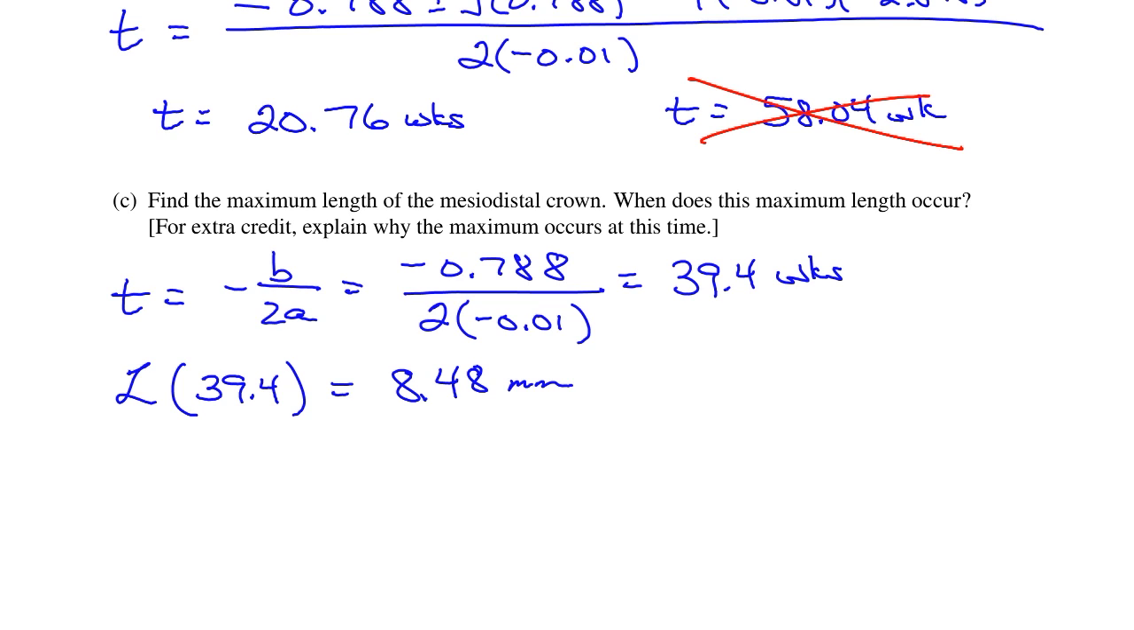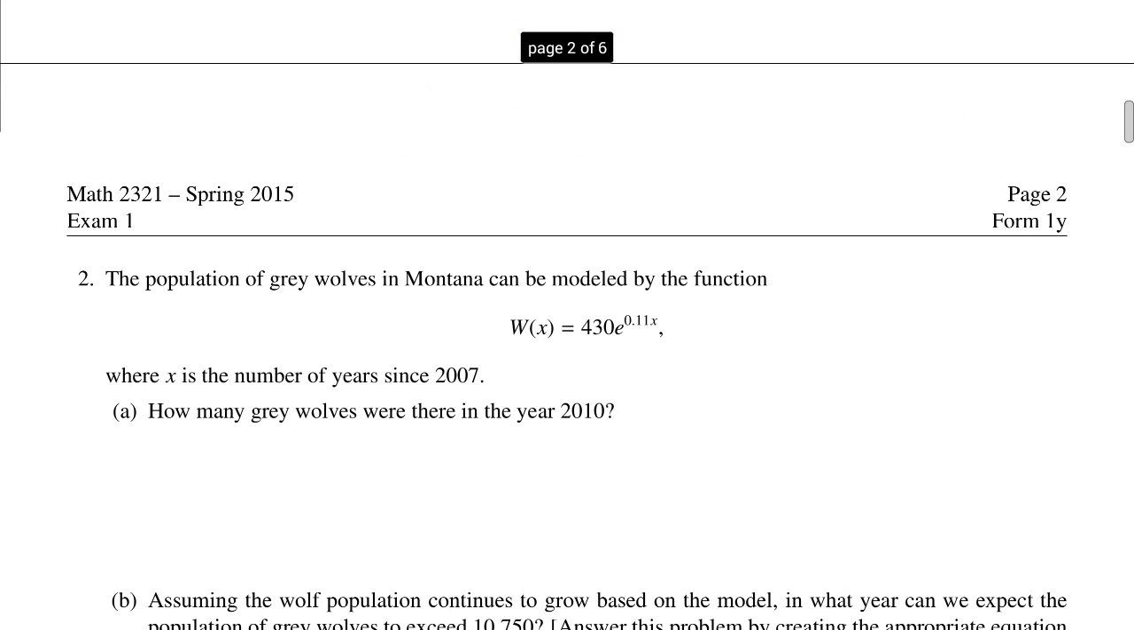And the bonus question was, explain why the maximum occurs at this time. It's because human gestation is about 40 weeks long, and so after that, the baby comes out. Alright, let's take a look at question 2.